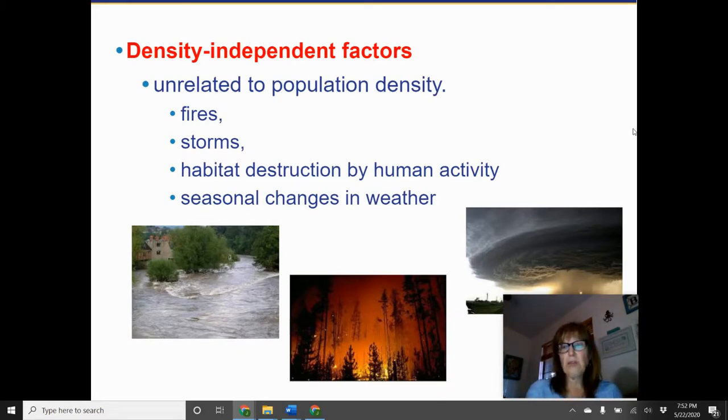Why do we have large populations of organisms living in some of those areas? Well, because climate is good. They can grow the food they need, they have the shelter they need, and so on. But they may be prone to these other non-controllable events like fires, storms, hurricanes, tornadoes, earthquakes. Density independent factors could also include habitat destruction by human activity, that deforestation or tearing down of trees to build more shelter or to build more factories or whatever we're doing with it. Seasonal changes in weather can also affect populations. However, they are unrelated to the number of individuals that are in that population.